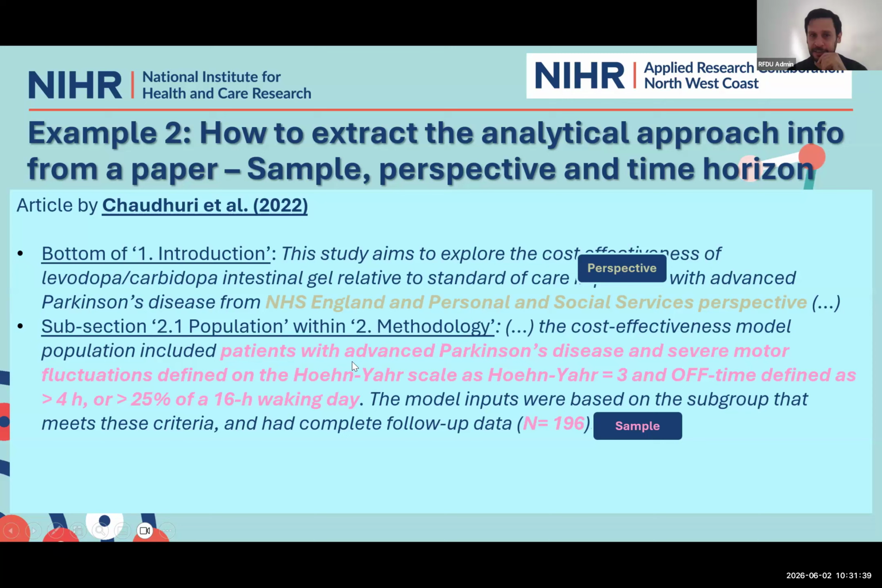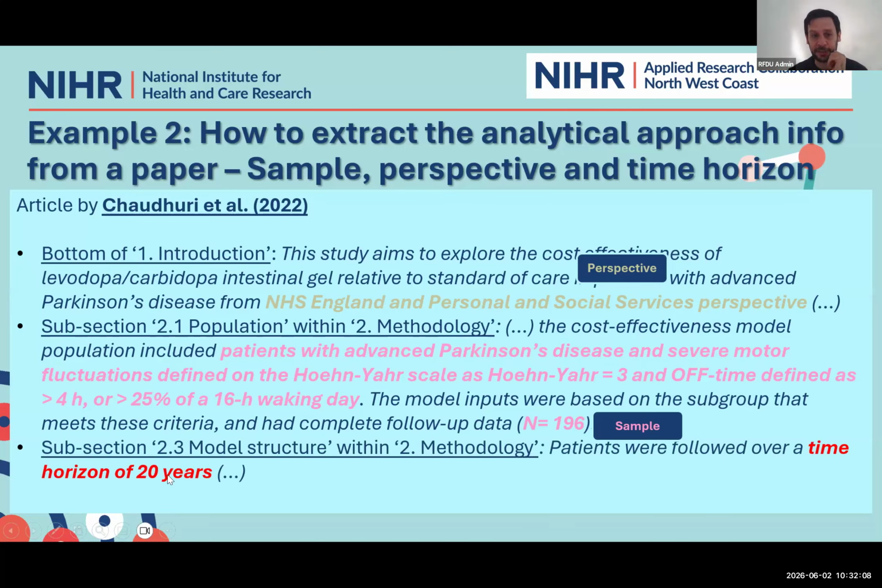As you can see, the information we extracted is a bit more specific compared with the population. So we are looking at patients with advanced Parkinson's disease and severe motor fluctuation defined on the Hoehn-Yahr scale, and then some more information there. But you can see how everything is a bit more specific. So it's not simply patients with advanced Parkinson's disease, but they have to have specific characteristics. And the sample size is here as well.